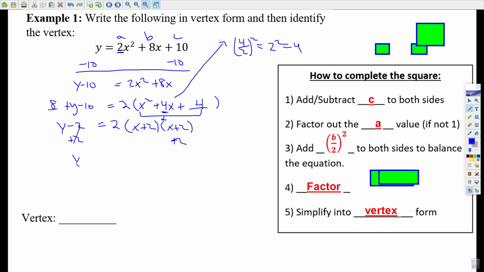So that goes away. So we're going to get our final answer: y equals 2 times, squeeze those 2 things together, (x plus 2) squared, and then plus 2. And then from this, we can look at it and say, what is the vertex? We would say that is the opposite sign of the first one. So it's negative 2, comma, whatever's on the outside, 2. And that's your answer.